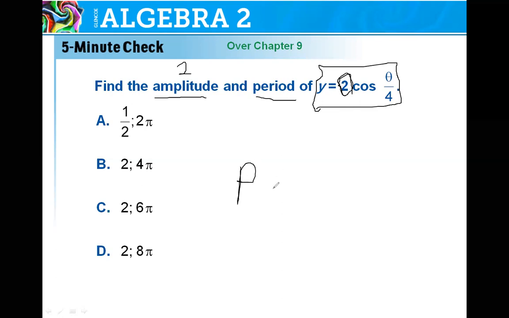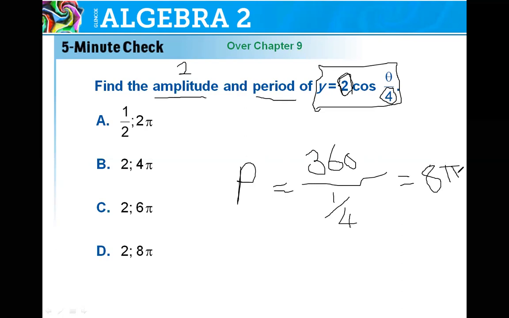The period is equal to 360 over the coefficient of the angle. The coefficient of the angle is what? It's not 4, it's 1 over 4, because 4 is down. So it's 360 over 1 over 4. If you calculate it, it will be equal to 8π. So now we have, Abdurrahman, the amplitude is 2 and the period is 8π. So it's letter D.